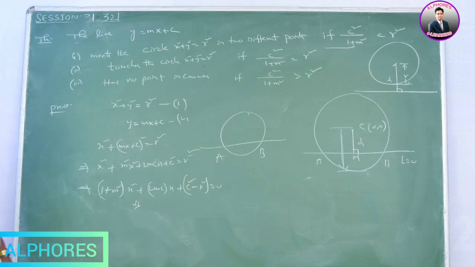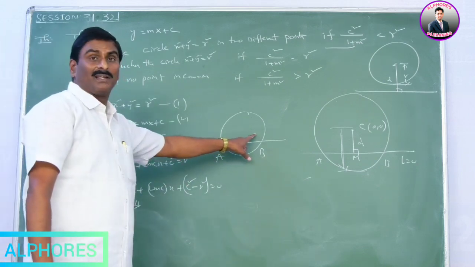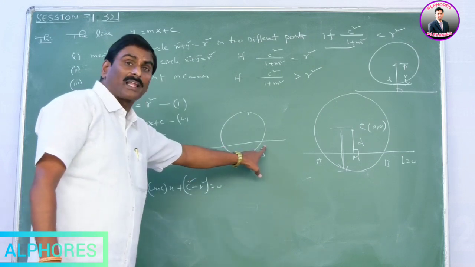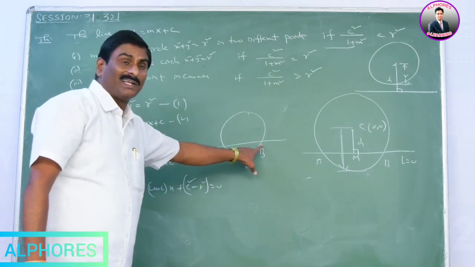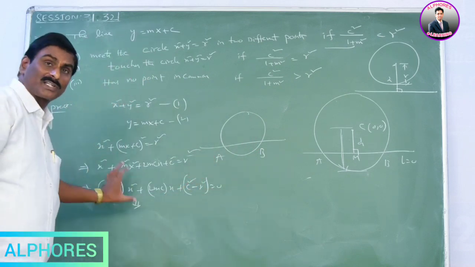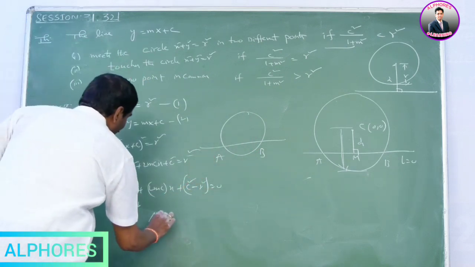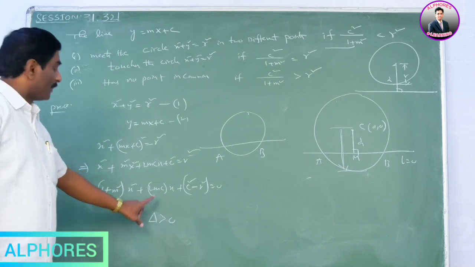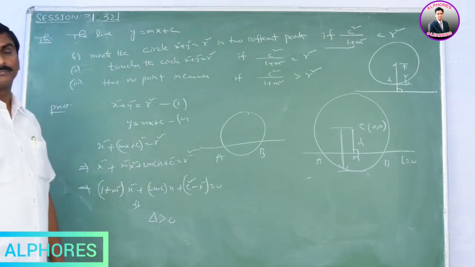If the line cuts the circle at two different points, here x coordinate x1, here x coordinate x2, x1 and x2 are two different values. That means it has two different solutions. Two different solutions means delta greater than 0. This quadratic equation has two real and distinct roots, so delta greater than 0. Delta means b square minus 4ac. By applying that value, we get that condition.